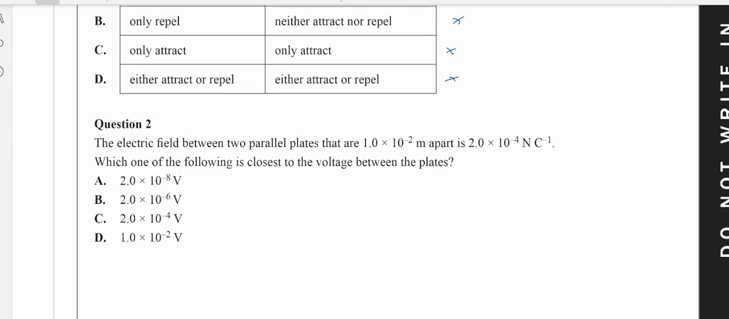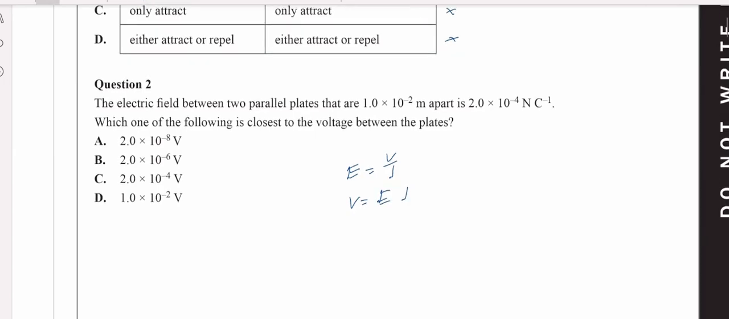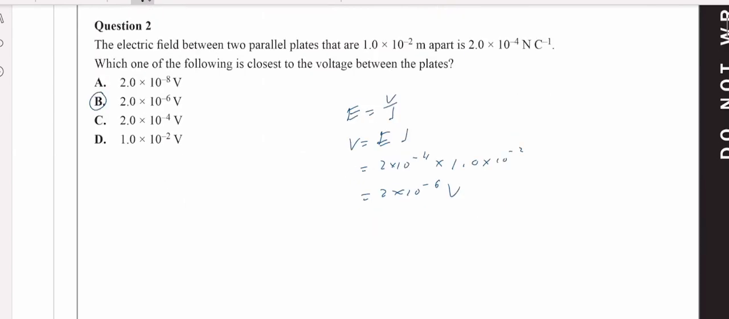Electric field between two parallel plates. So this is the formula E equals V over d. Finding the voltage, so E times d, and it's just 2 times 10 to the minus 4 multiplied by 2, which comes to 2 times 10 to the 6 volts. B.